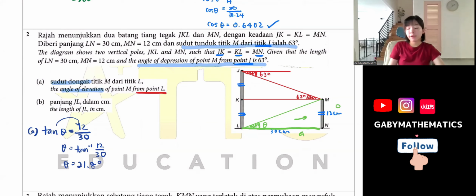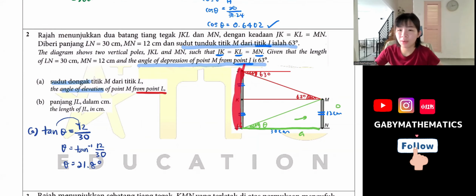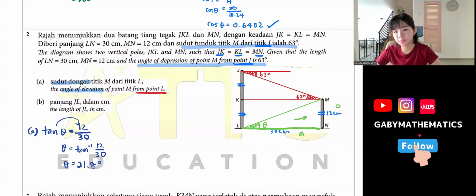Now B, find the length of JL. JL, J to L. Okay. J to L, wow. J to L, you get the answer straight away.